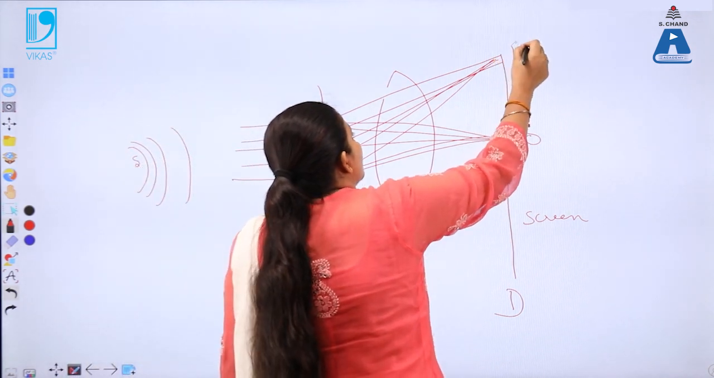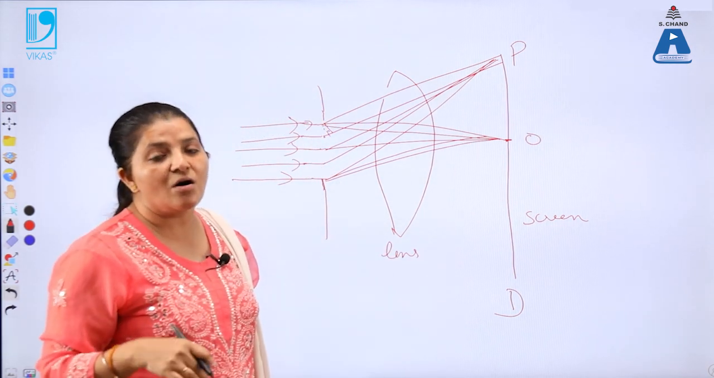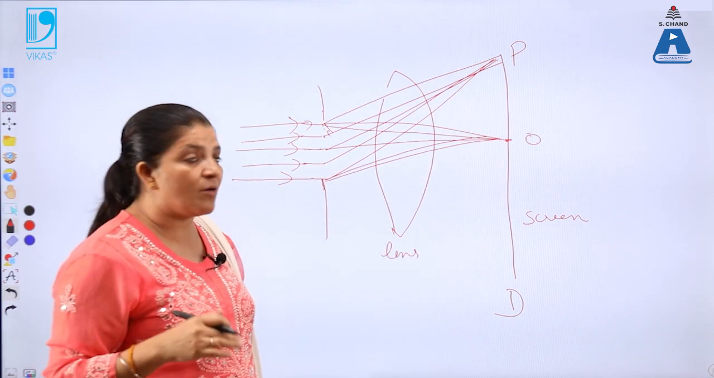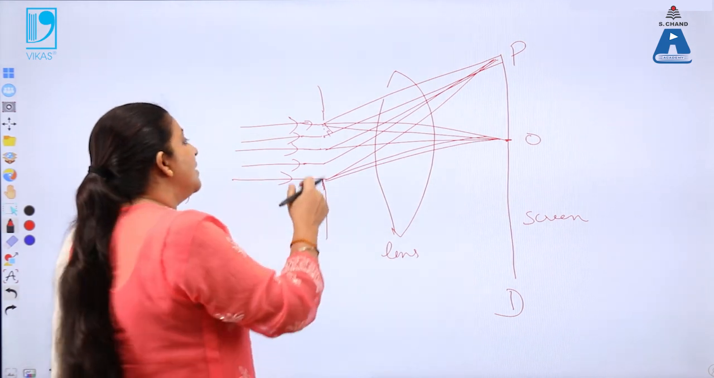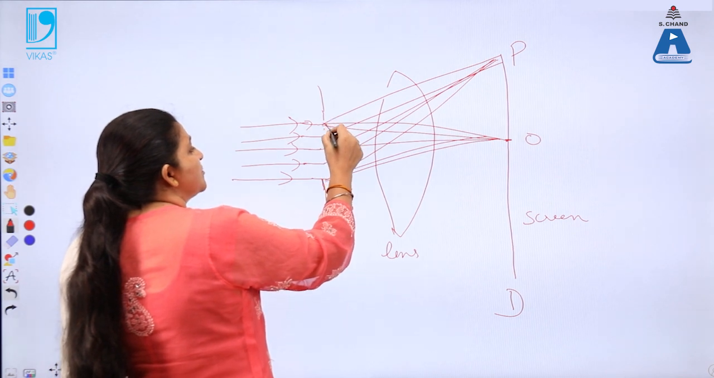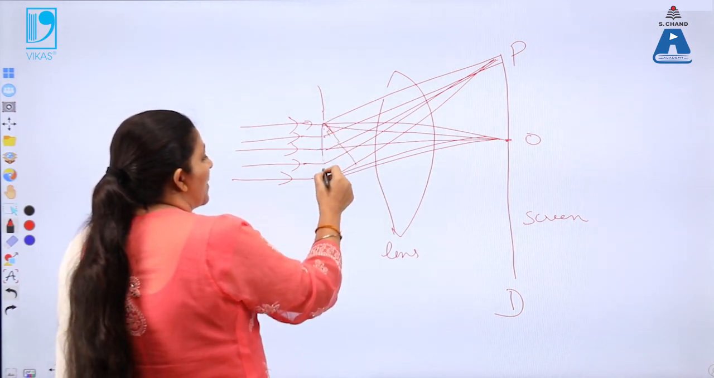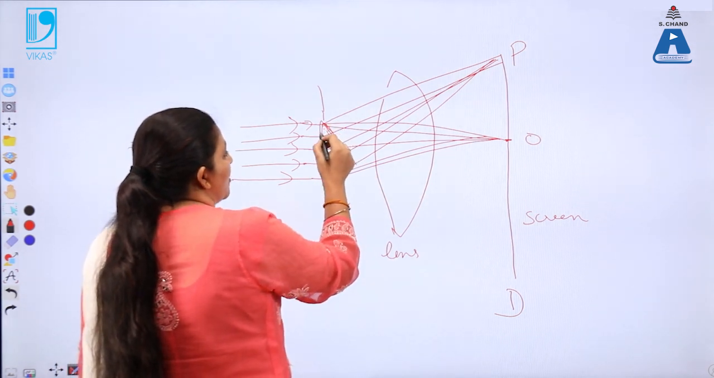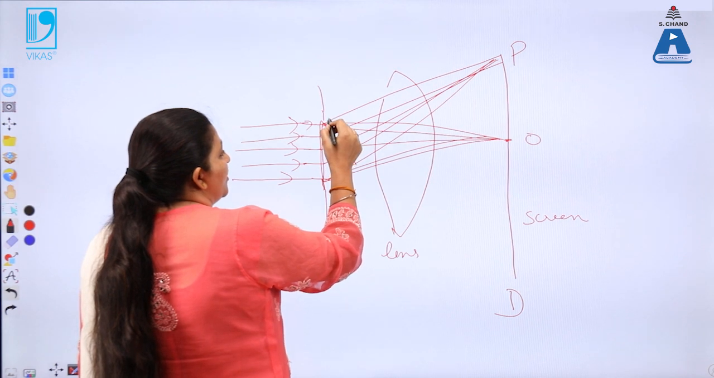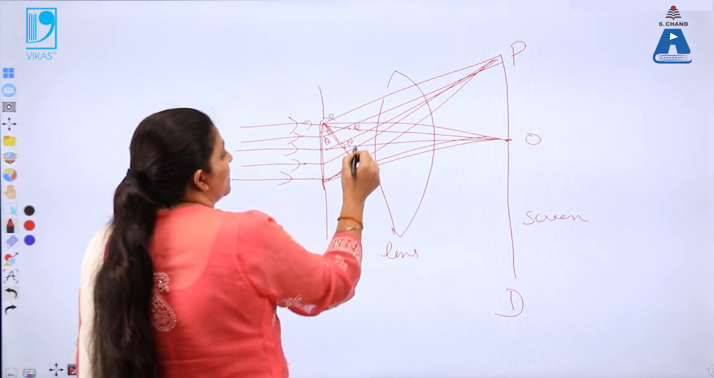Now if this is the point P, at point P either minima or maxima can be formed. How are the minima or maxima formed at point P? For this we calculate the path difference between each and every ray. Now suppose this angle is theta, for each and every ray making an angle theta.